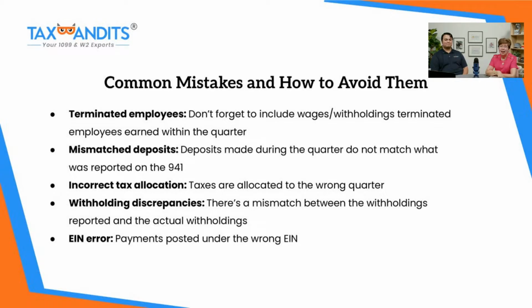Mismatched deposits: it could be that the deposit was made during the quarter, but it doesn't match what was reported on the 941. Same with incorrect tax allocations, where your taxes are allocated to the wrong quarter. There can also be withholding discrepancies, a mismatch between the withholdings reported and the actual withholdings. And then EIN errors. Make sure that the payments are posted to the correct EIN.